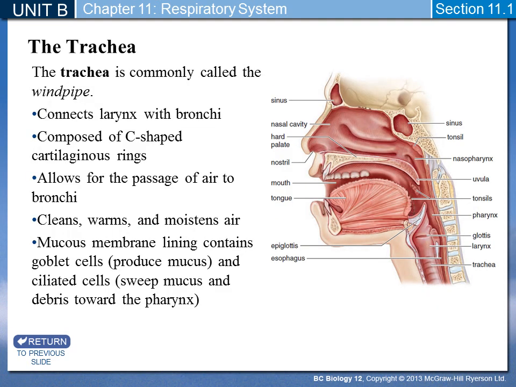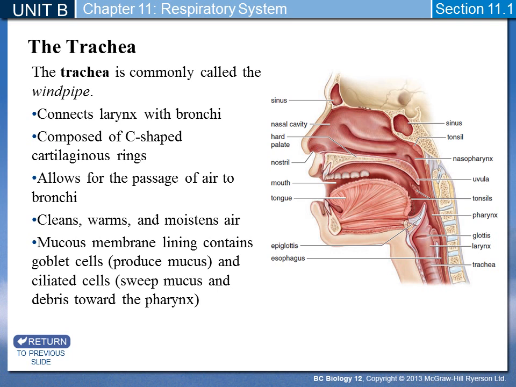The trachea is also called the windpipe. It connects the larynx with the bronchi. The trachea is made of a lot of C-shaped cartilaginous rings that allow the passage of air. It keeps that air tube open, and cleans, warms, and moistens the air.